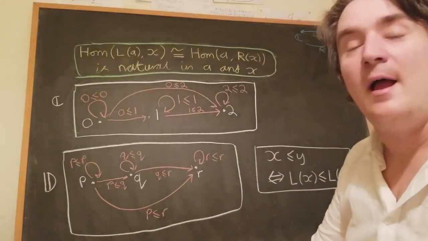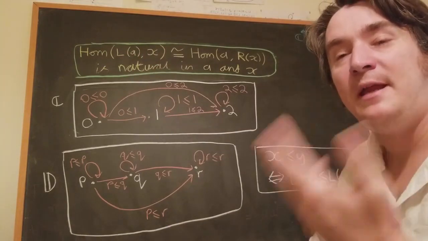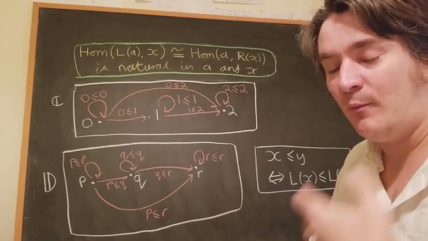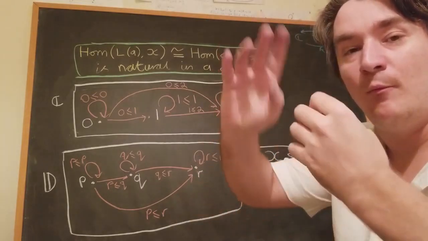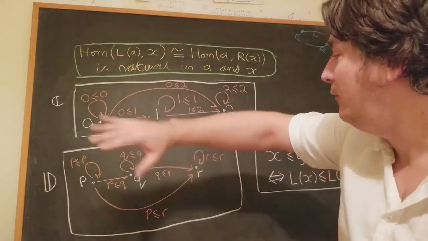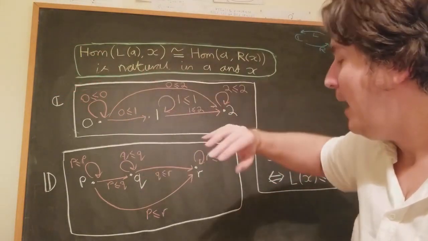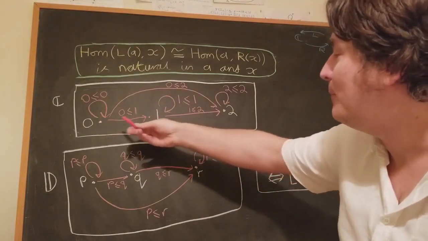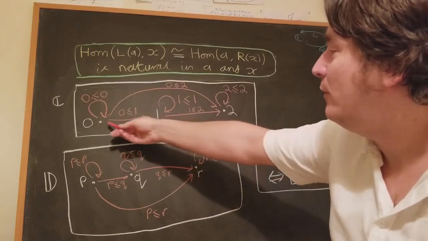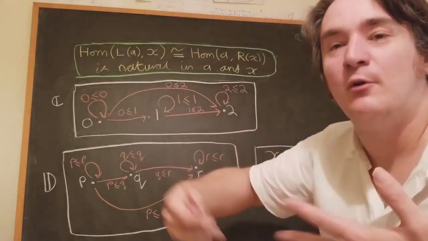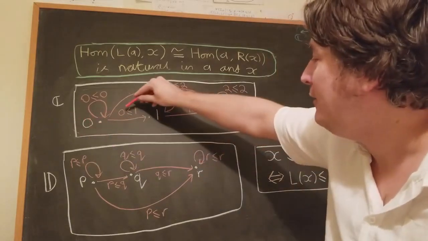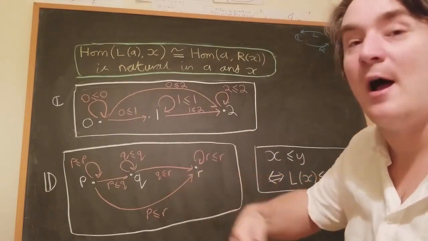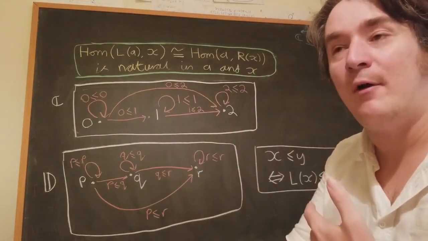So in particular, I think it's a good idea for us to think about pre-orders. Remember, a pre-order is just a category where there's at most one arrow from one object to another object. So these are examples of pre-orders. And when there's an arrow from one object to another, for example, if there's an arrow here from 0 to 1 in this pre-order, also known as a pre-ordered set, C, we write 0 less than or equal to 1. So we use this less than or equal to sign to denote the existence of an arrow in a pre-order.